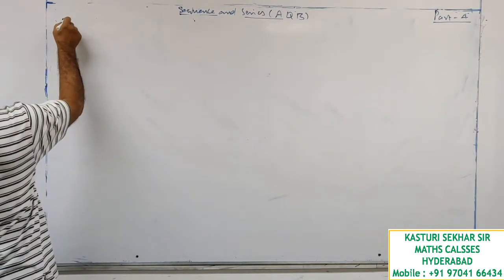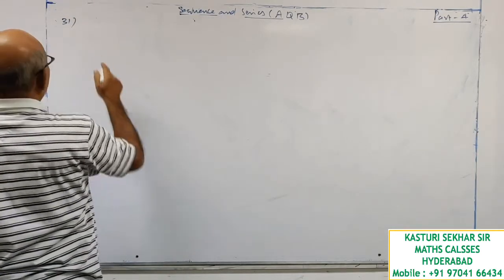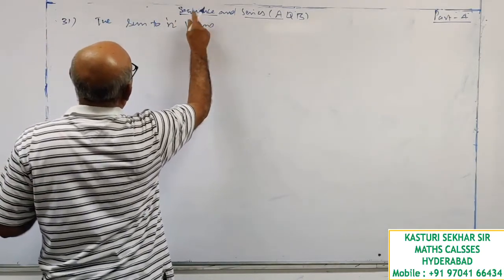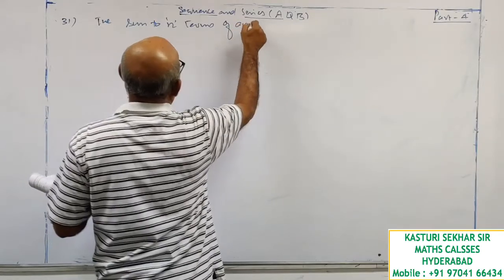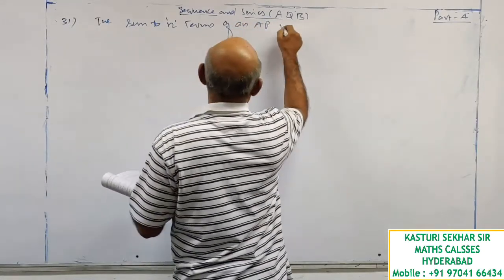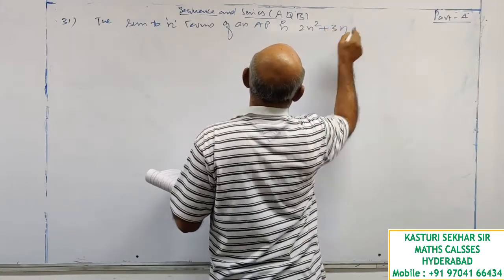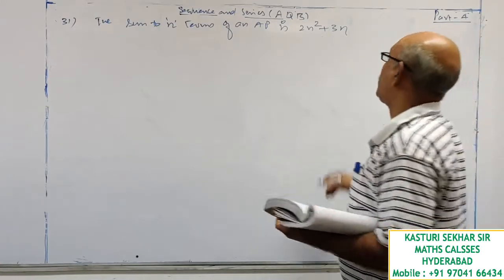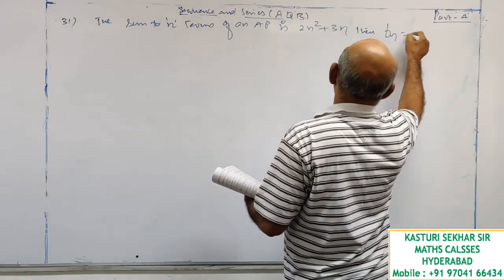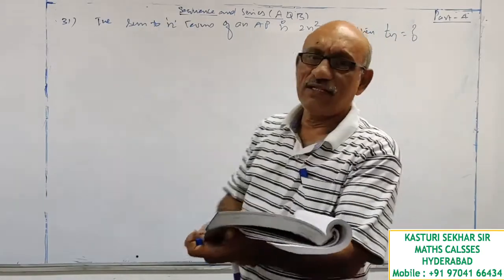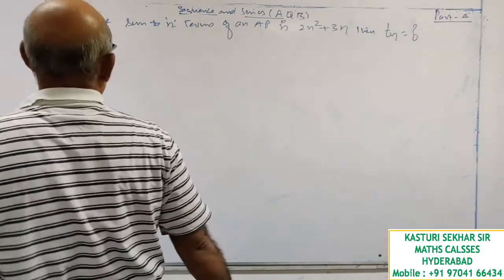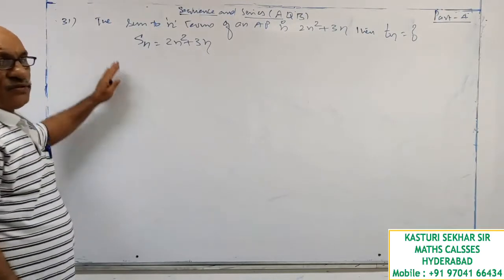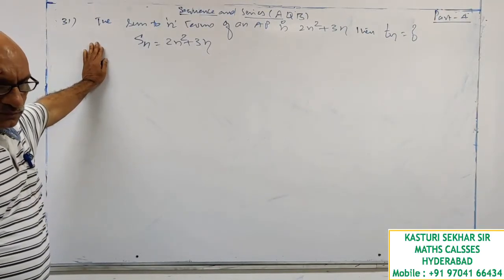Now look at the 31st question. The sum to n terms of an AP is 2n square plus 3n. Then Tn is question mark. You have to calculate the general term of the sequence. Now sir, Sn is equal to 2n square plus 3n.